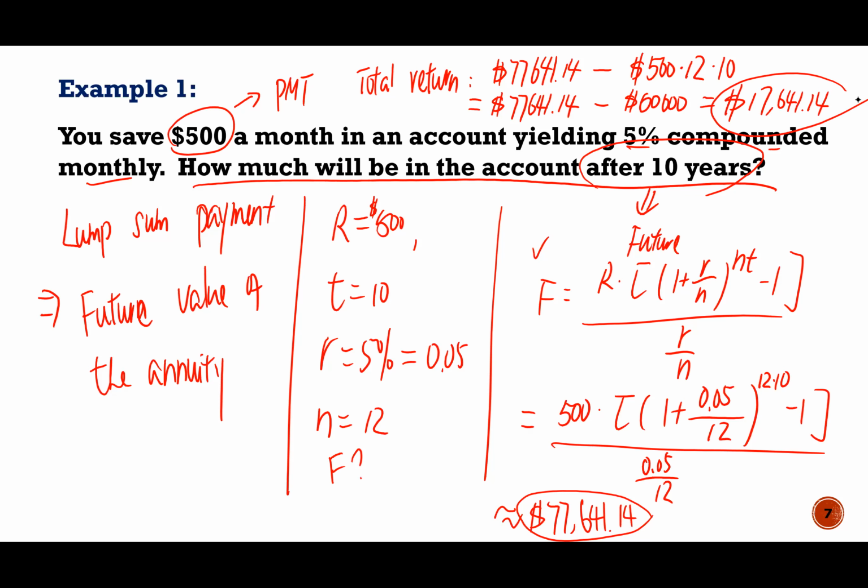That's the return on investment, total return. Or you can say that that's interest earned on this retirement account. Okay. So this is the future value of an annuity.